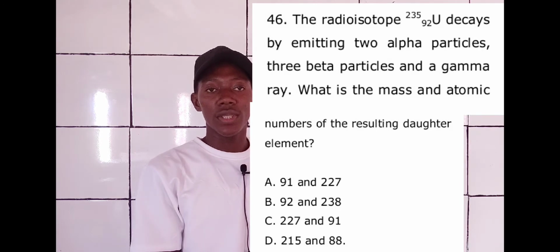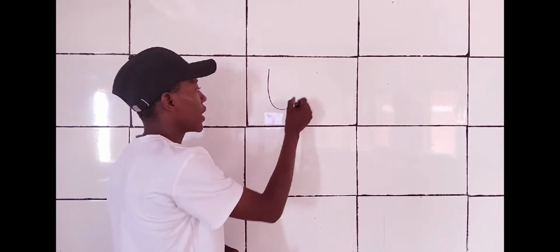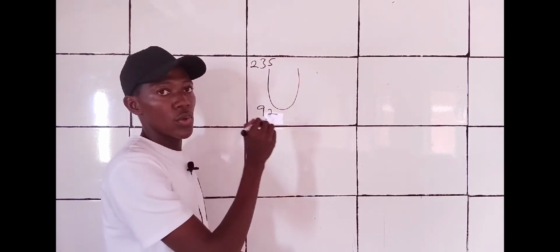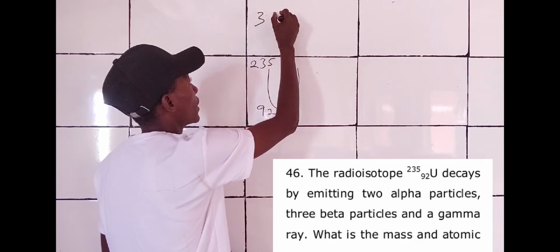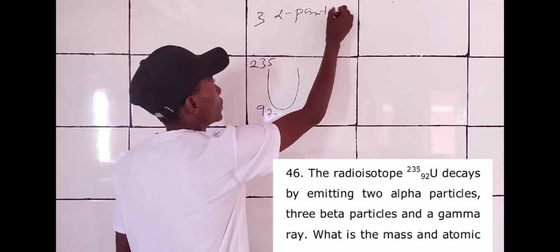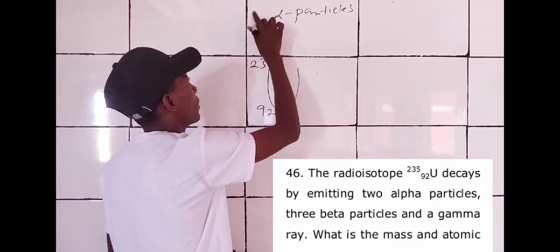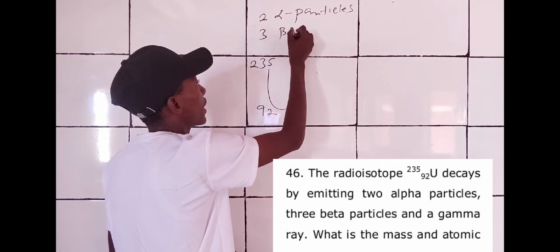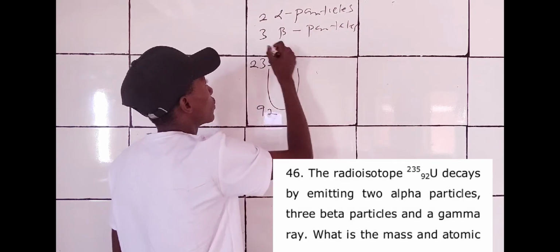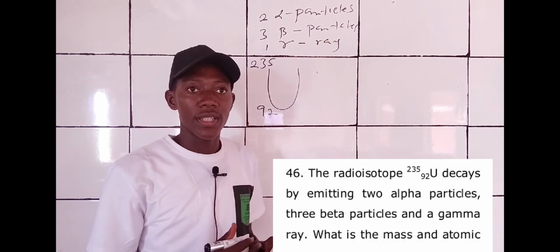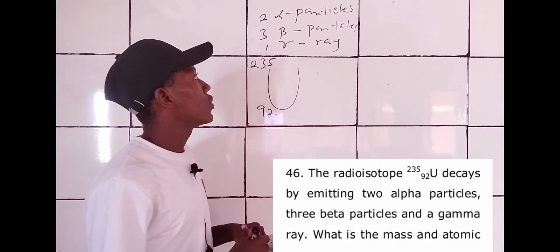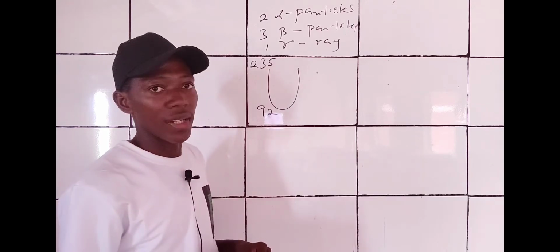Now this question is showing a decay of uranium, and we're going to write the uranium like this with mass number 235 and atomic number 92. We said that it decays by emitting 2 alpha particles, 3 beta particles, and 1 gamma ray. So now this substance decayed by emitting these particles. We have 2 alpha particles, 3 beta particles, and 1 gamma ray.